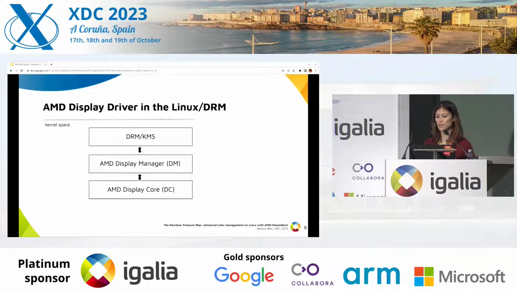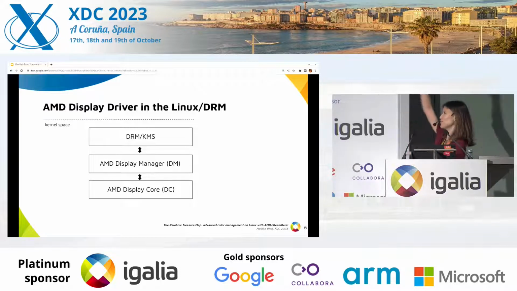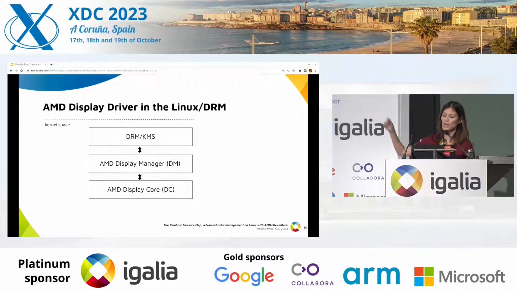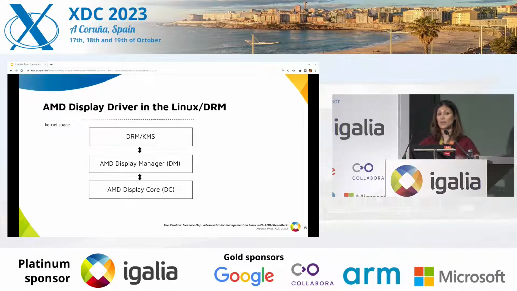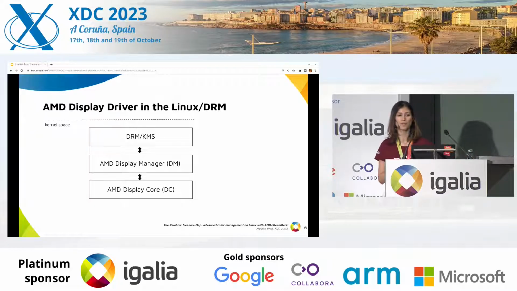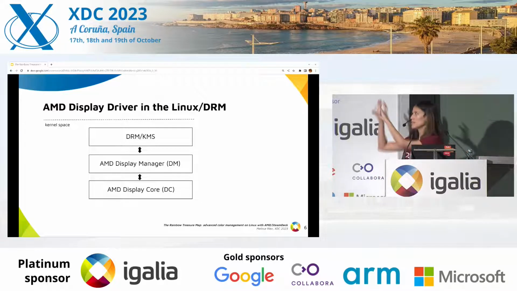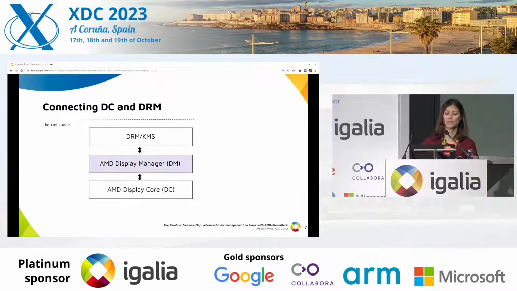The AMD driver in the Linux kernel space consists of 3 layers. From top to bottom: first, the DRM KMS framework, then the AMD Display Manager, the DM, and the AMD Display Core, DC. So we extended the color interface exposed to the user space by leveraging existing DRM resources and connecting them with the driver-specific functions for managed color properties.